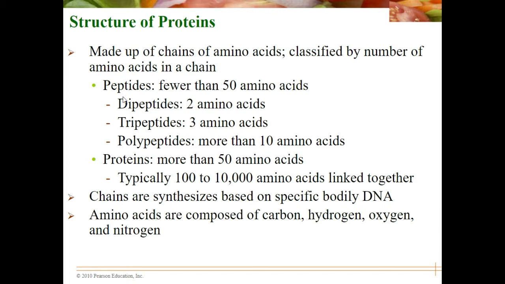So peptides are those chains of amino acids that have fewer than 50 amino acids. Dipeptides, di means two. So this chain has only two amino acids, and this is the smallest form of peptide. Tripeptides are those that contain 3 amino acids, and polypeptides are those that contain more than 10 amino acids but not long enough to be considered as protein.